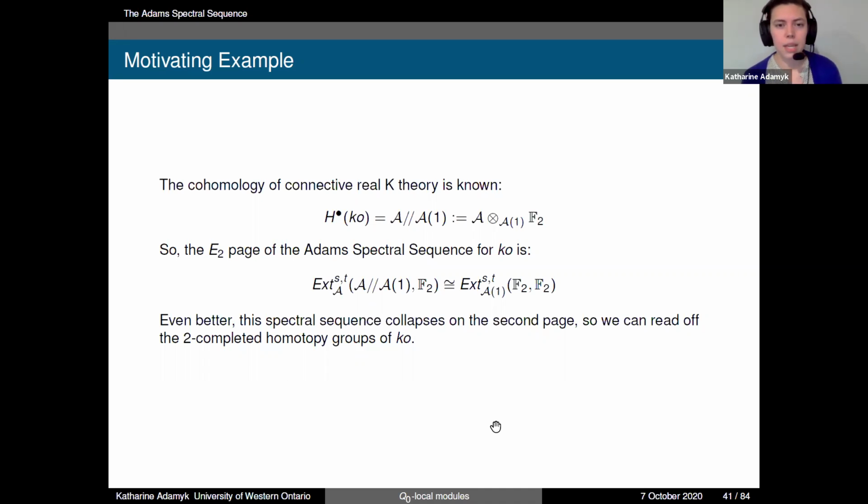If you have ever computed a projective or injective resolution over the whole Steenrod algebra, you know how nice this is. Now we can compute those projective or injective resolutions over something that has dimension 8 over F2, as opposed to this huge infinite thing. Even better, the spectral sequence collapses on the second page, and we can read off the 2-completed homotopy groups of little ko just by computing Ext over this little subalgebra A1.